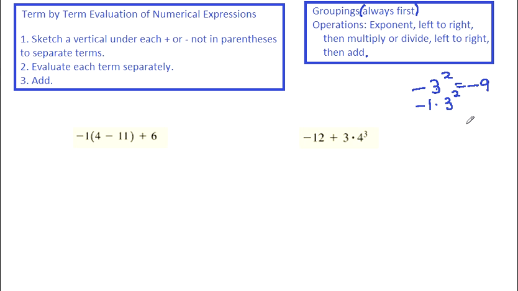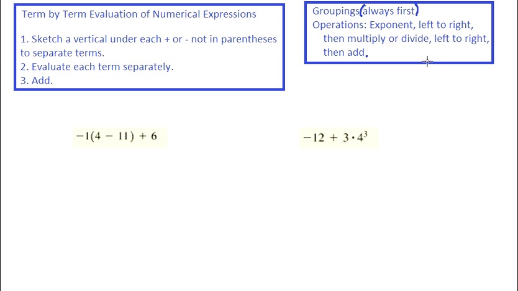So it's -9. To have it mean that a -3 is squared, it has to be written in parentheses so that the whole value in the parentheses is being squared. And that means -3 times -3, which is +9. All right?